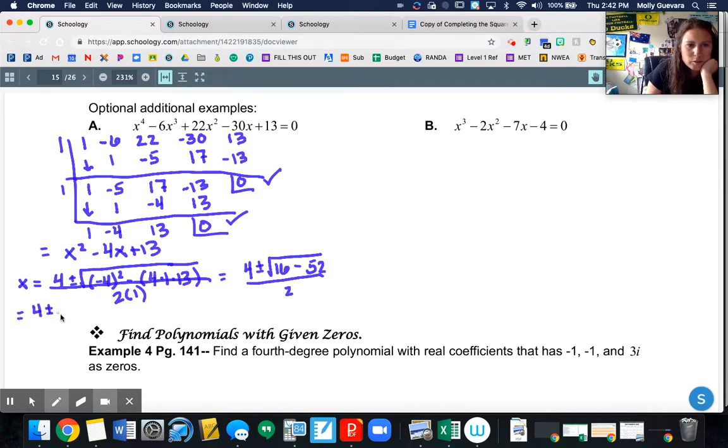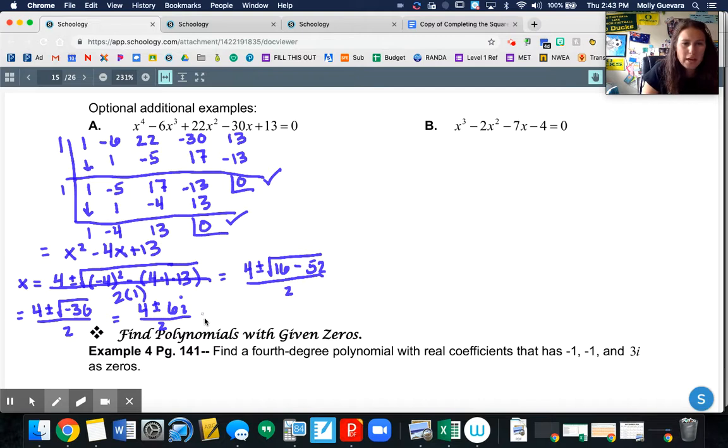4 plus or minus the square root of 16 minus 52, what is that, negative 36? Yep, negative 36 over 2. So I have 4 plus or minus the square root of negative 36, which is 6i, over 2.